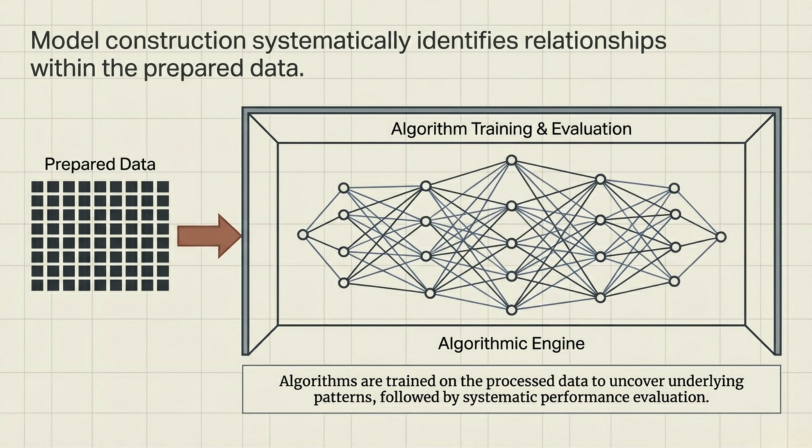Model construction focuses on identifying patterns within prepared data. Algorithms are trained to learn relationships and make informed predictions. The process includes both training and systematic evaluation. This stage acts as the core engine of the machine learning pipeline.